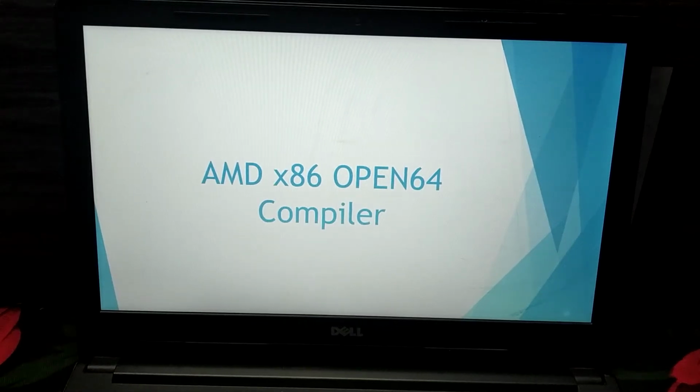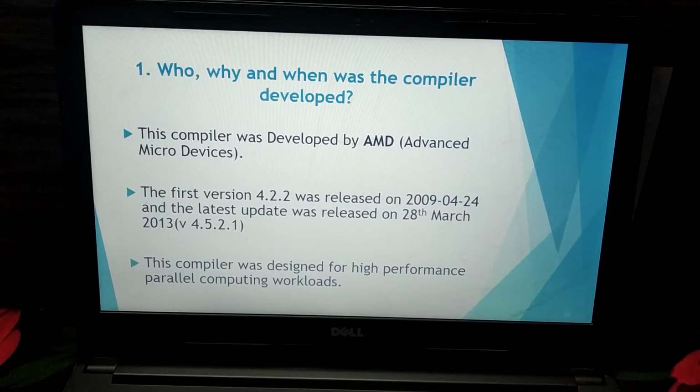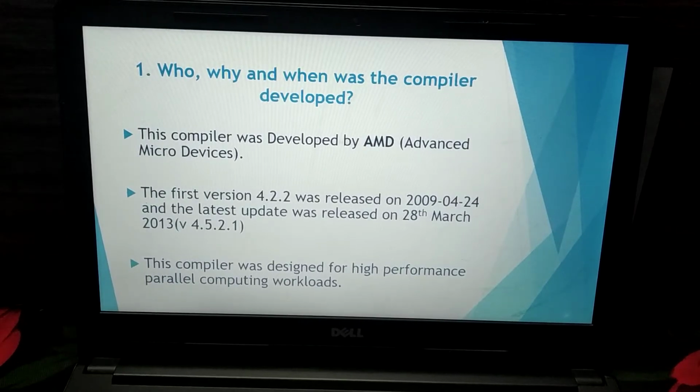The compiler that we have chosen for our task 1 is AMD x86 Open64. As we all know, Open64 is a free open source optimizing compiler for the Itanium and x86 64 microprocessor architectures. The compiler was designed by AMD, Advanced Micro Devices. The first version 4.2.2 was released on 24th April 2009 and the latest update was released on 28th March 2013.